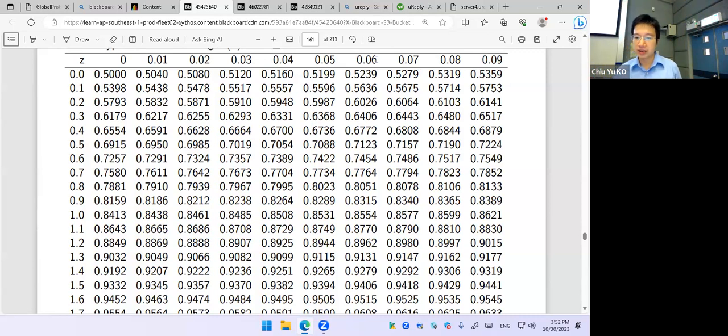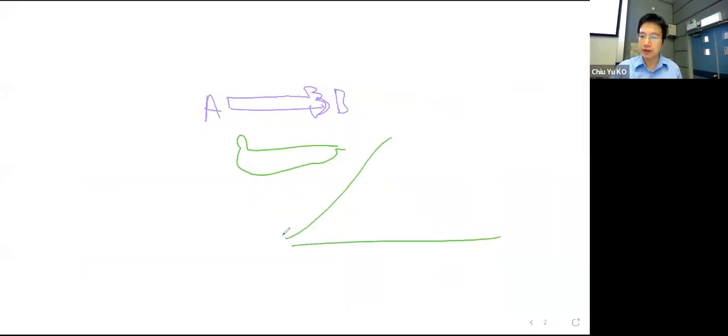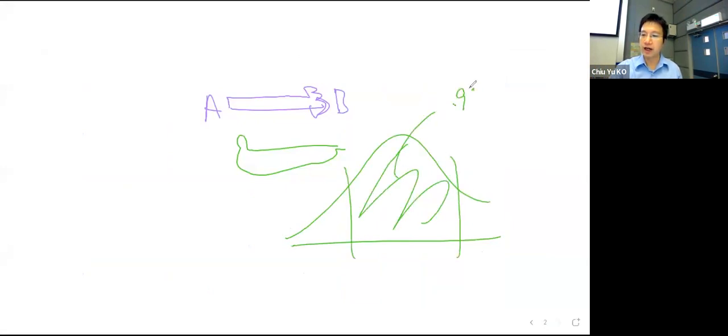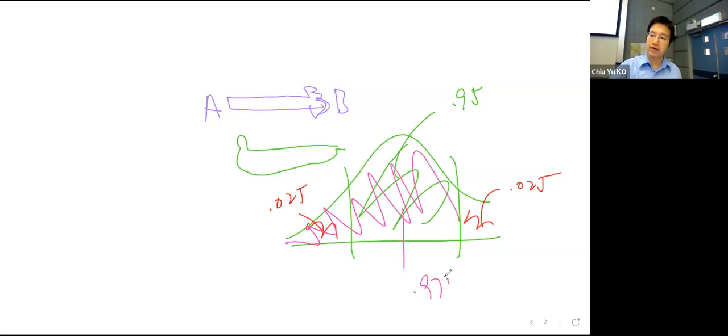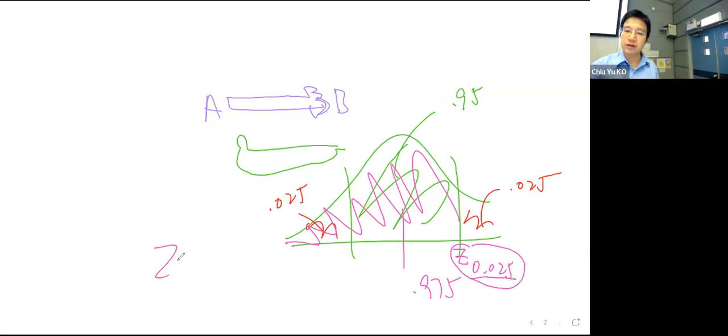Maybe I'll draw it in case I'm too abstract here. The middle is 0.95, which means this tail is 0.025 and this tail is 0.025, so this point is 0.975. The standard notation is that z looks at the tail area, the right area, which is exactly opposite to big F, which looks at the left area. You ask me why? I don't know, this is the standard notation.